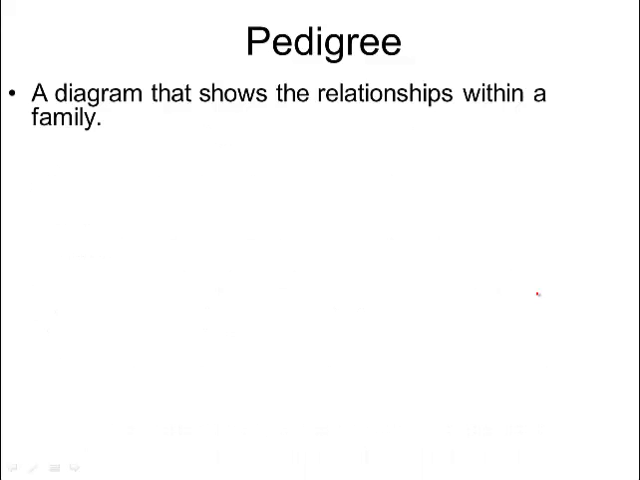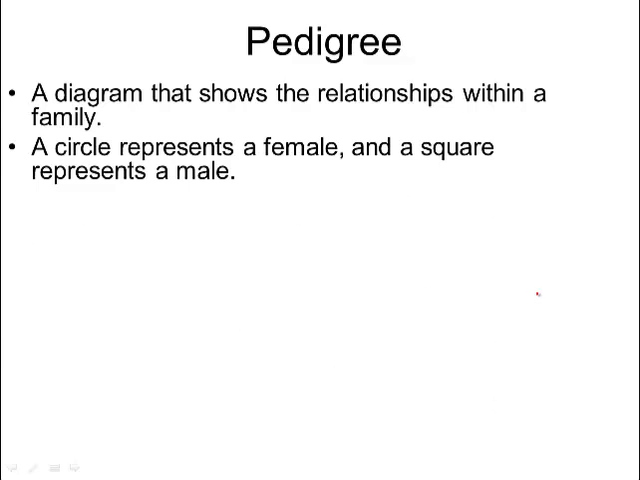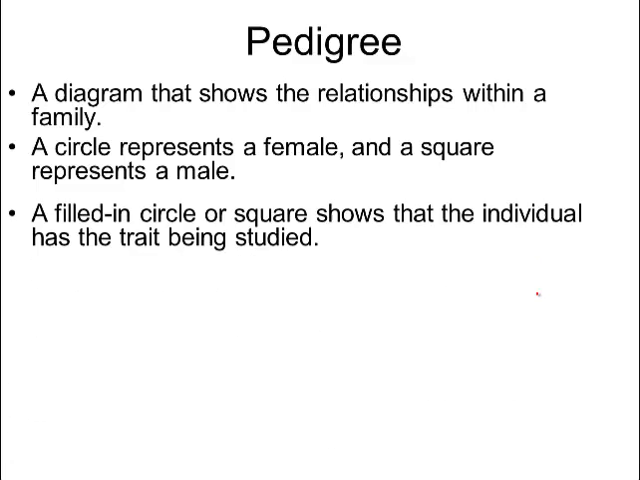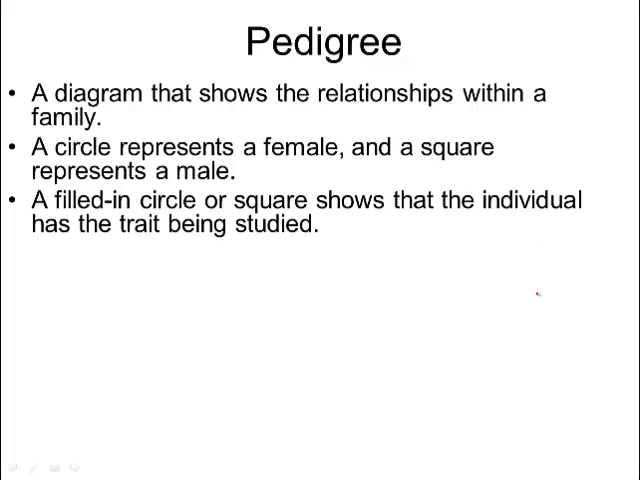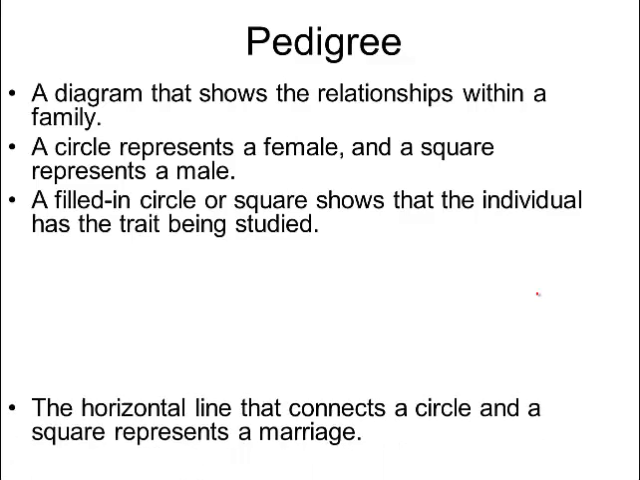All right, so one of the ways that we can look at how different things are inherited is to use a pedigree. A pedigree is a diagram that's going to show the relationships that exist within a family, and we can look at how a trait is going to get passed on. So in a pedigree, a circle represents a female and a square represents a male. If a circle or a square is filled in, that means that the individual has whatever the trait is that's being studied.